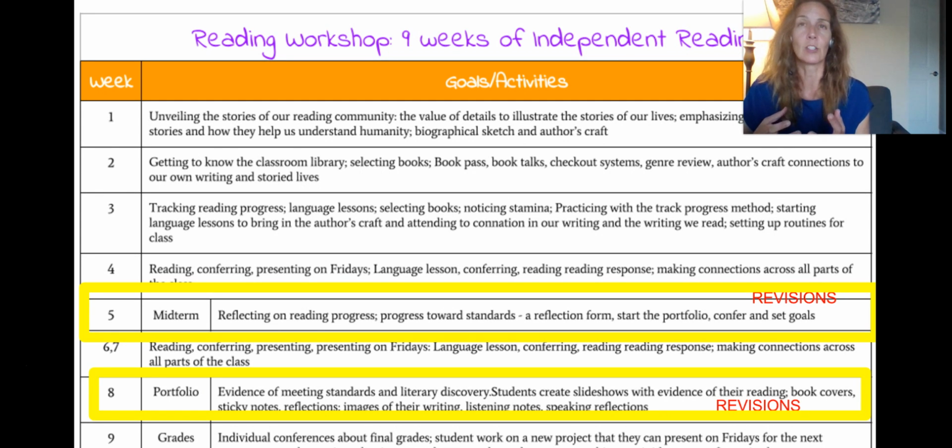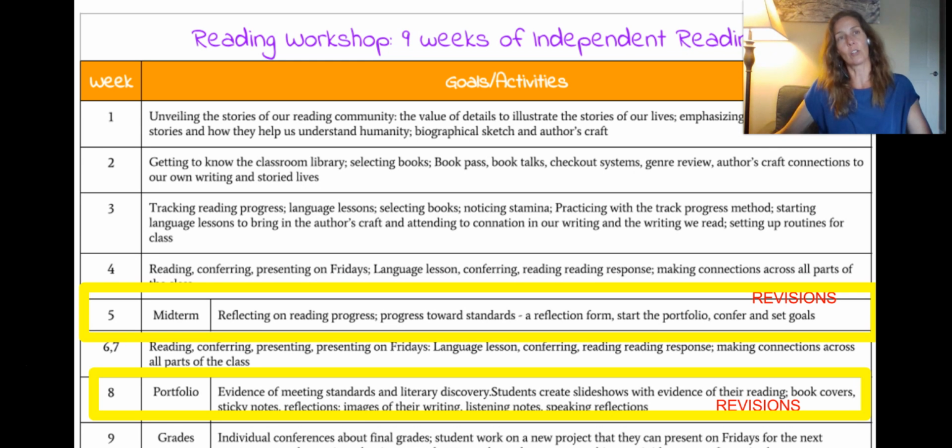That midterm week is also the time where we revise things. So if students created some sort of artifact or a book report or a blog or a presentation, it's an opportunity for them to revise that, make it better. Week 6, 7th, and 8th of the quarter, they're again going back in.